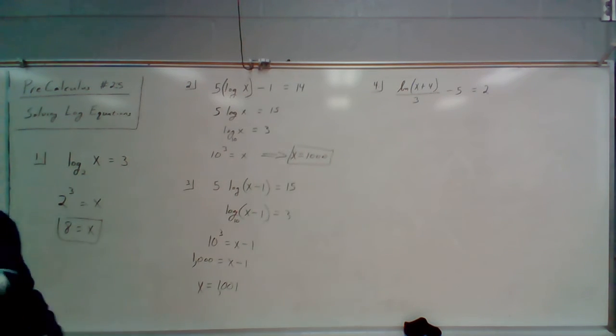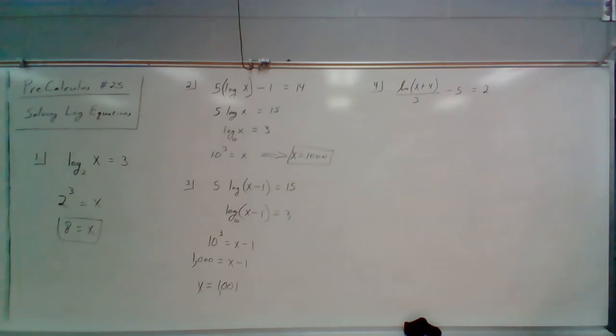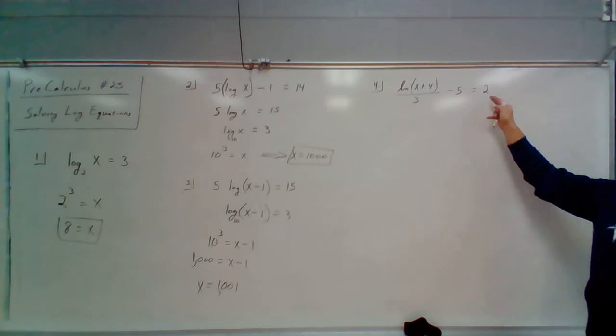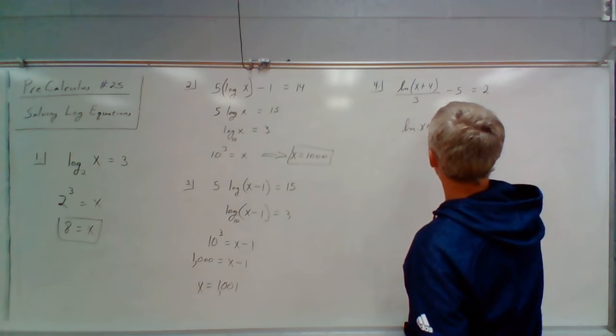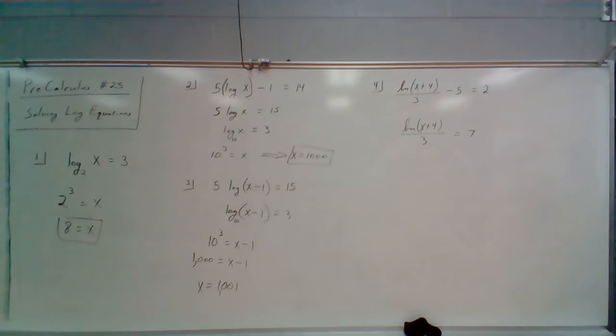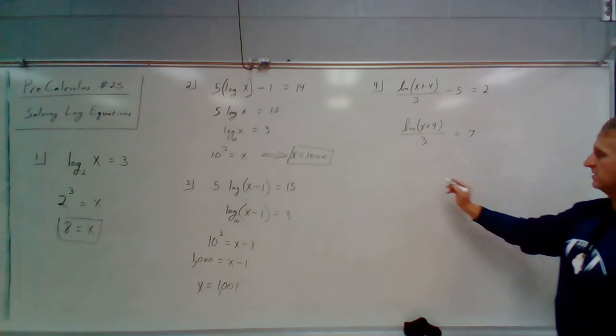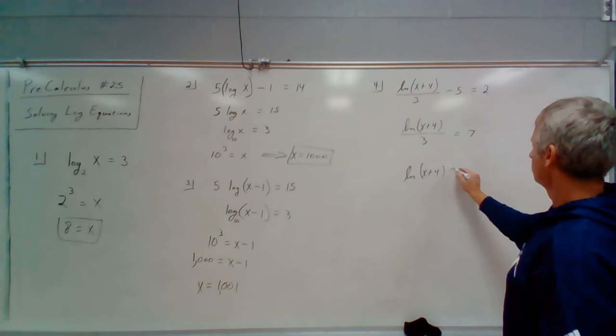All right, one final example. Here I want to isolate the natural log expression by itself, so I'm going to add 5 to both sides. Seven. Then I can multiply both sides by 3. Equals 21.